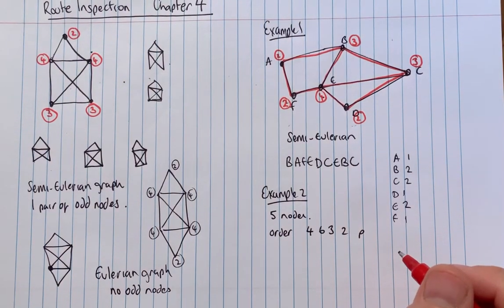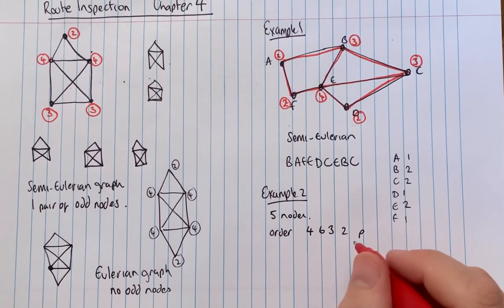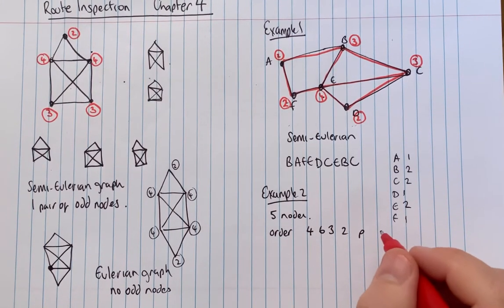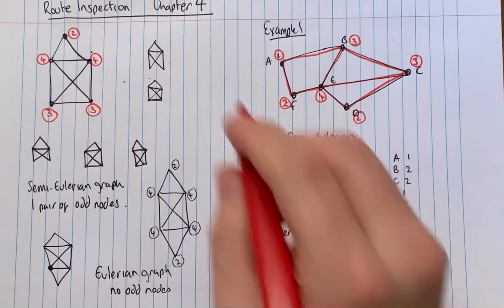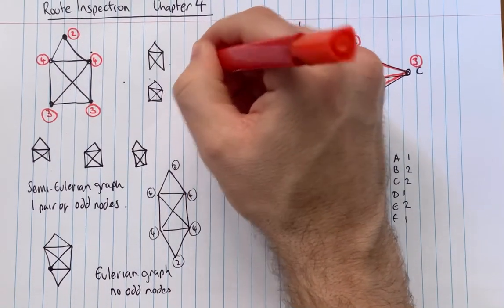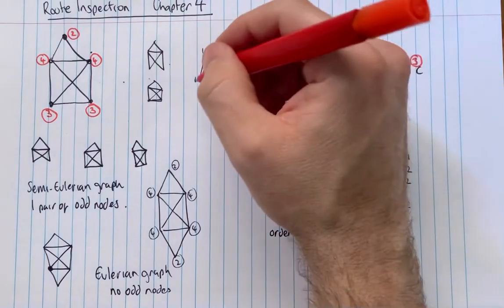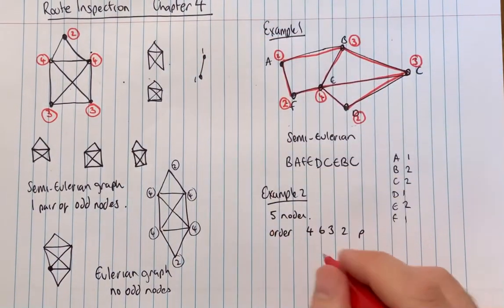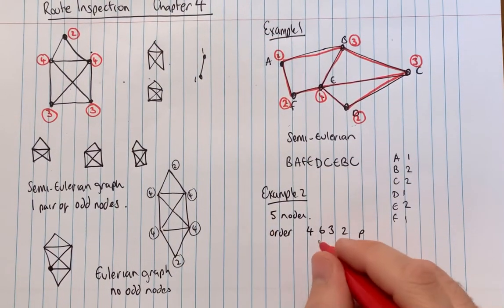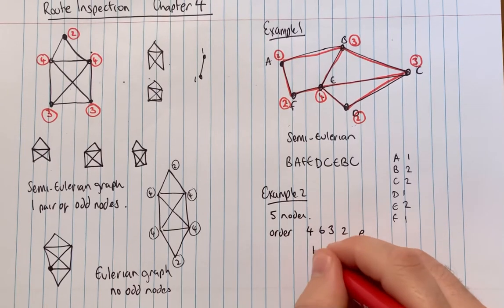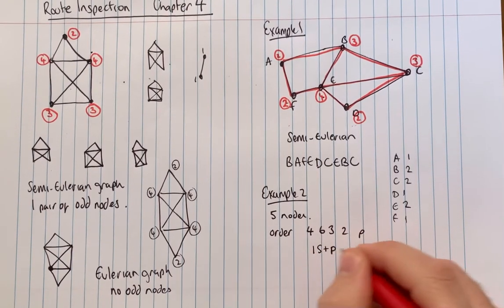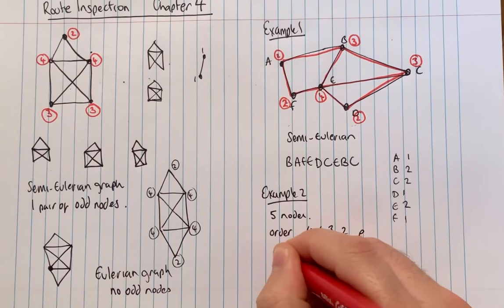Give the number of edges contained in the graph in terms of P. Well, the total order is always double the number of edges. That's because each edge will add 2 to the total order. So if I add up the orders, 4, 10, 13, 15, 15 plus P, that will be twice the number of edges. So just halve it.